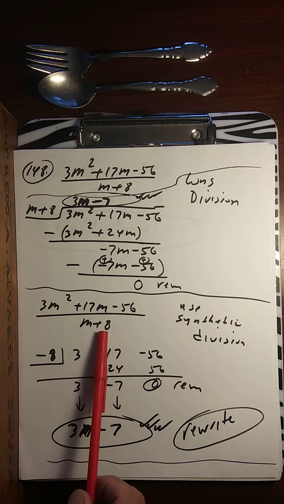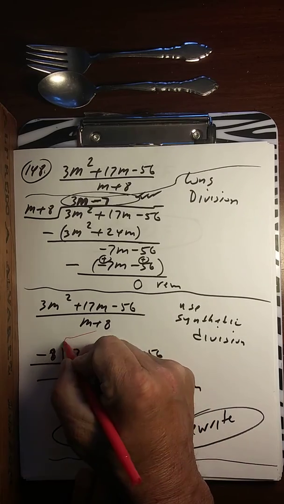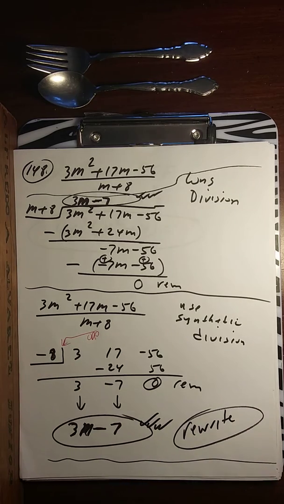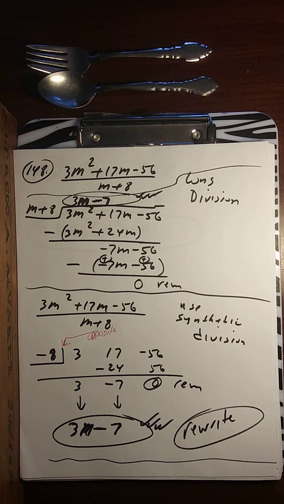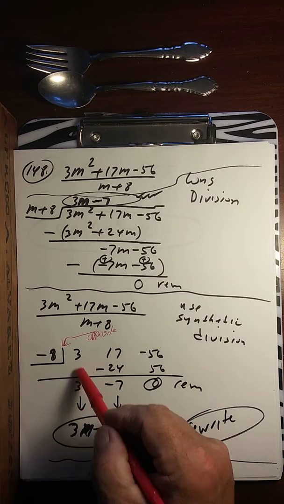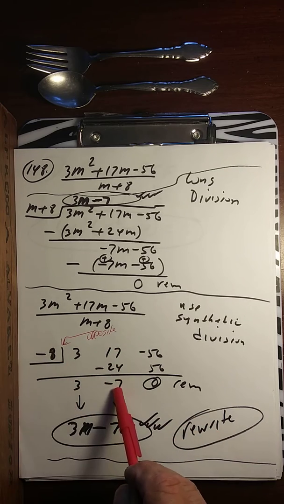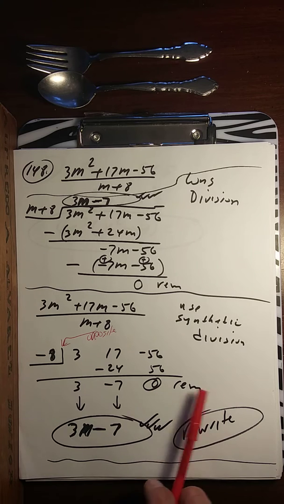So you put the opposite of this, always the opposite of this number right here. Opposite goes right there. So now we start the synthetic division. Bring the 3 down. That times that is -24. 17 minus that, -7. That times that is positive 56. Those two numbers give 0 remainder. It's 0 remainder. Don't worry about it.